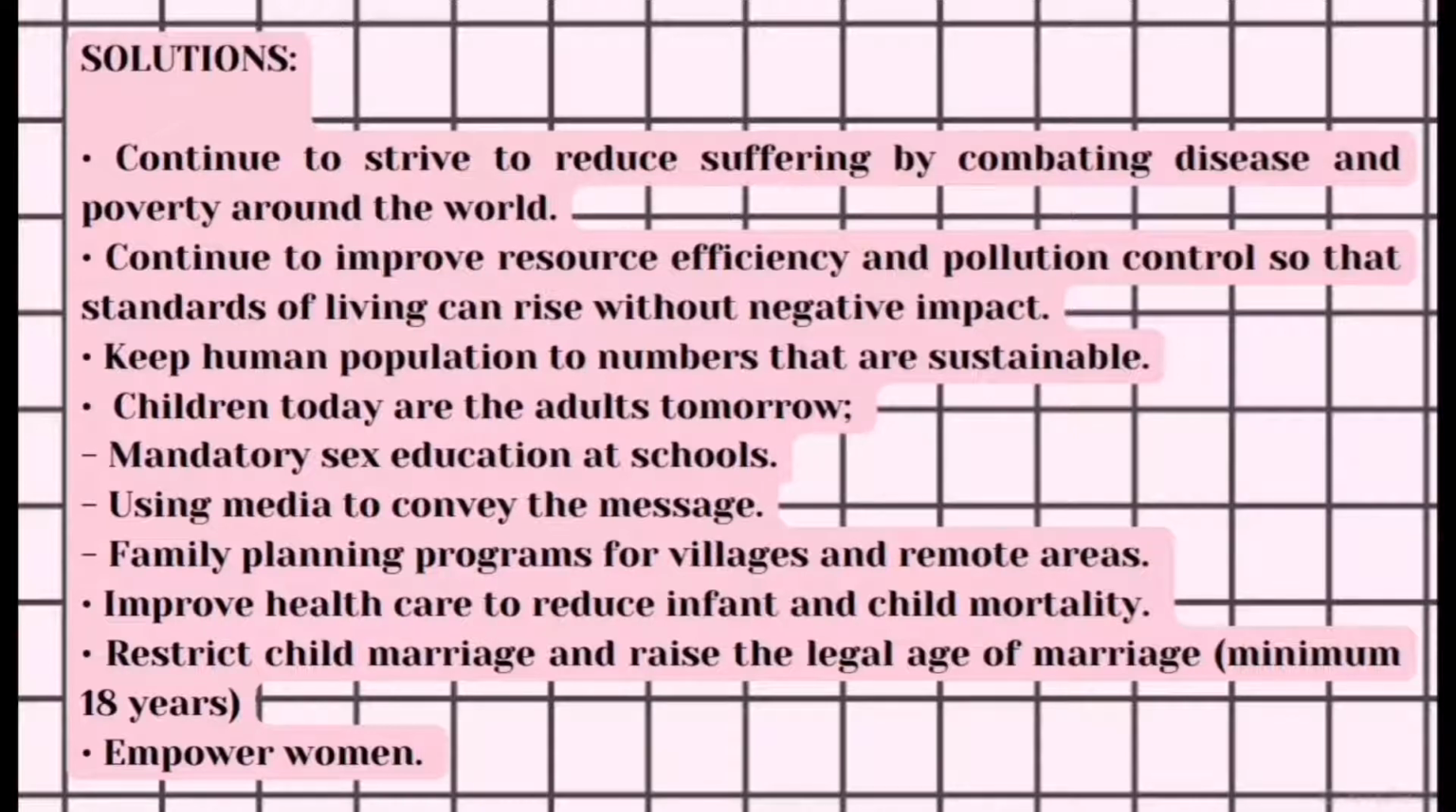Continue to strive to reduce suffering by combating disease and poverty around the world. Continue to improve resource efficiency and pollution control so that the standard of living can rise without negative impact. Keep human population to numbers that are sustainable. Children today are the adults tomorrow. Mandatory sex education at schools. Using media to convey the message. Family planning programs for villages and remote areas. Improve health care to reduce infant and child mortality, restrict child marriage and raise the legal age of marriage to a minimum of 18 years old, and empower women.